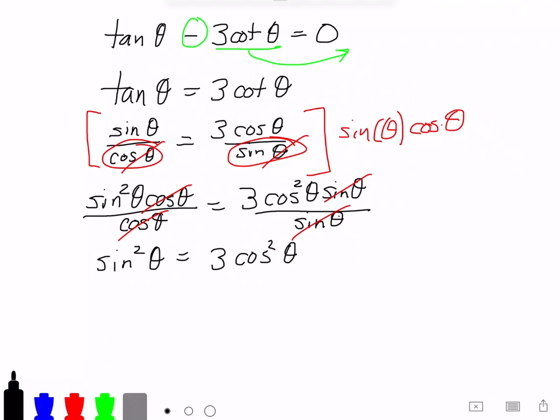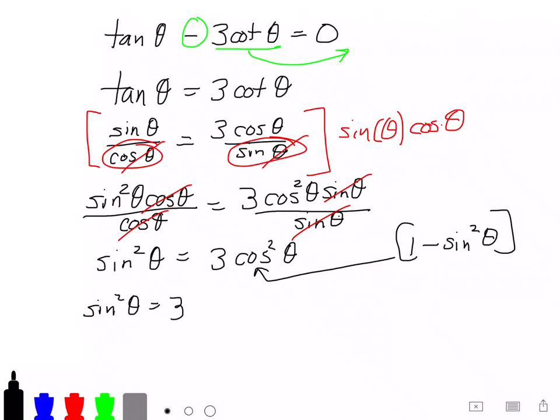So now I'm going to change this to 1 minus the sine squared of theta, using that Pythagorean identity. When I do that, I get the sine squared of theta is equal to 3 times 1 minus the sine squared of theta, which equals 3 minus 3 times the sine squared of theta.